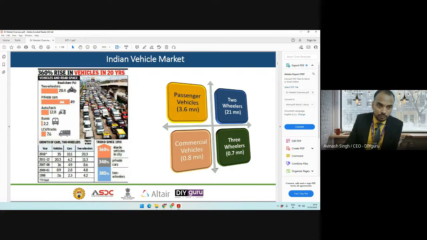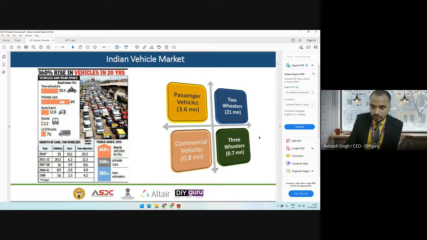So road share is calculated in that particular manner. 28.4% is the road share acquired by two-wheelers. Private cars almost constitute 49%. Autos and taxis 12.8%. Buses 2.2%. LCVs and trucks constitute 7.6%, right? So this is a graph showing the numbers from 1998 to 2008. You can very easily see the increase in the number of vehicles all around, and the trend since 1998, how the number of vehicles has increased drastically.